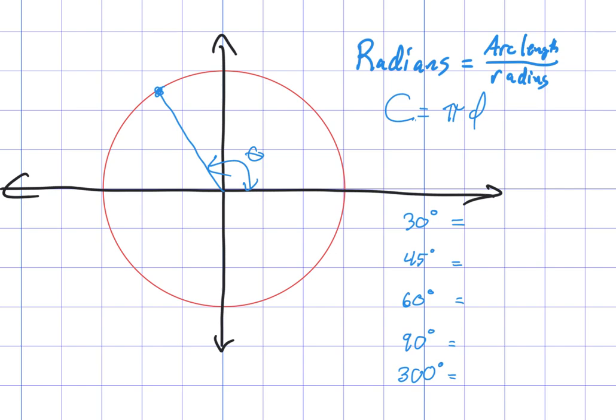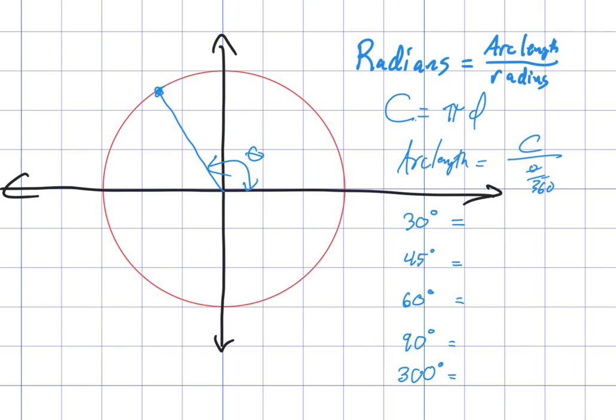So my arc length is equal to a portion of the circumference. How much of the circumference? I want to take pi 360ths of the circumference.